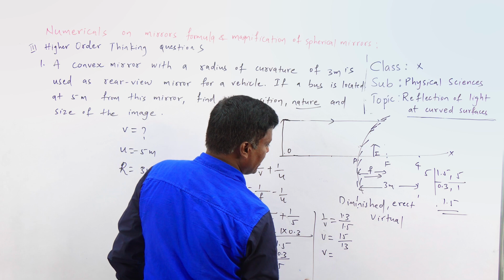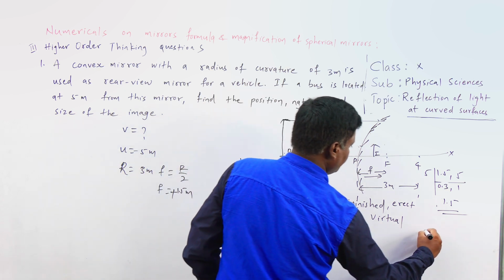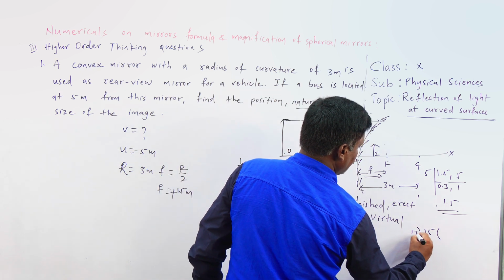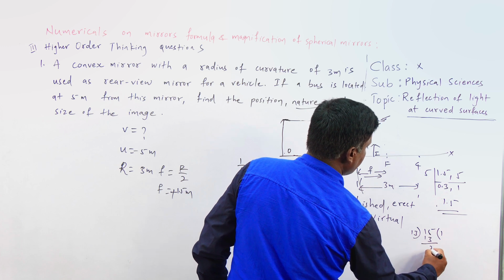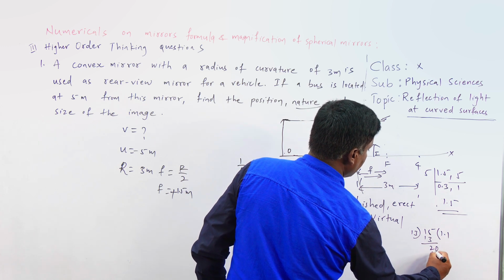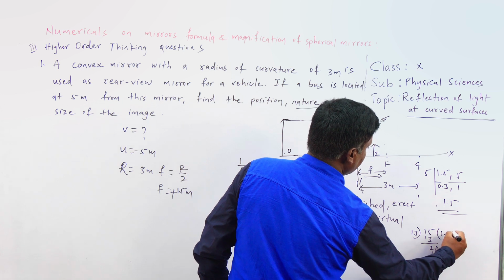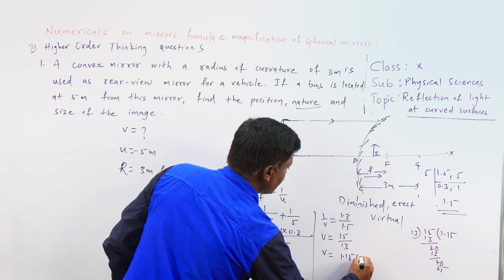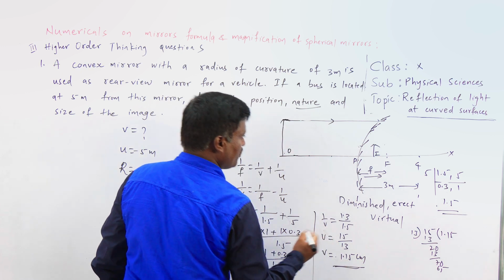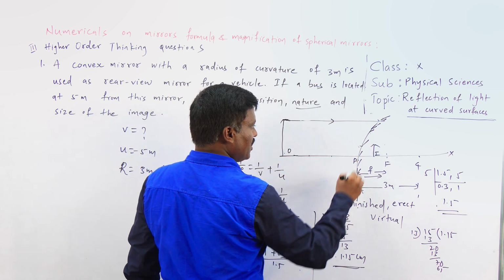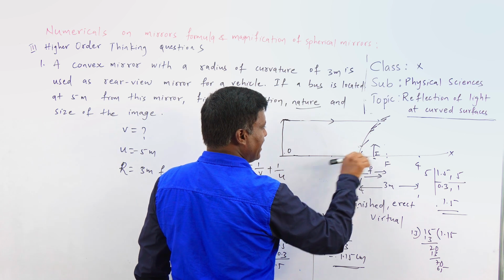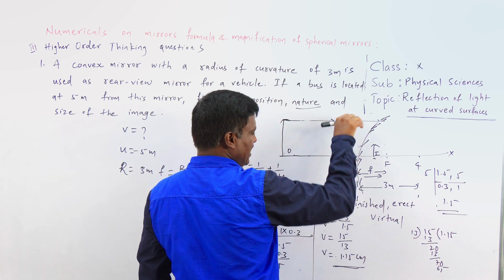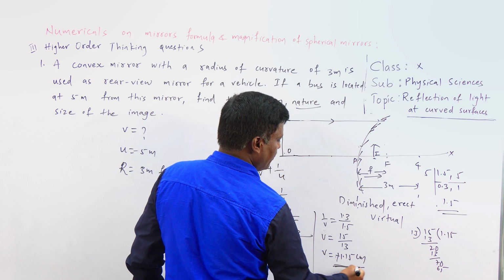So 15 by 13, if you divide, you will get 1.15 meters. See, v is positive because the image is virtual. To measure this distance between P and I, we are moving along the direction of the incident ray. That is why it is plus.